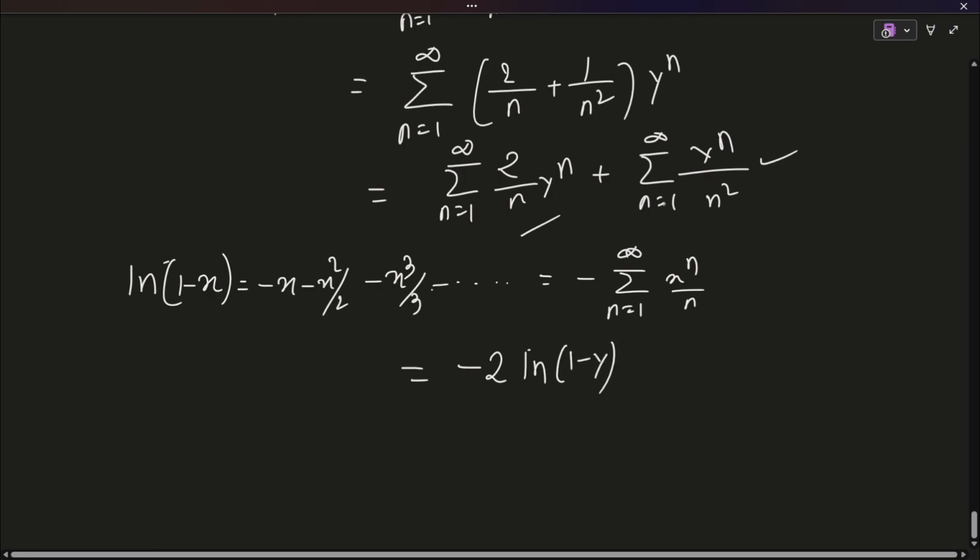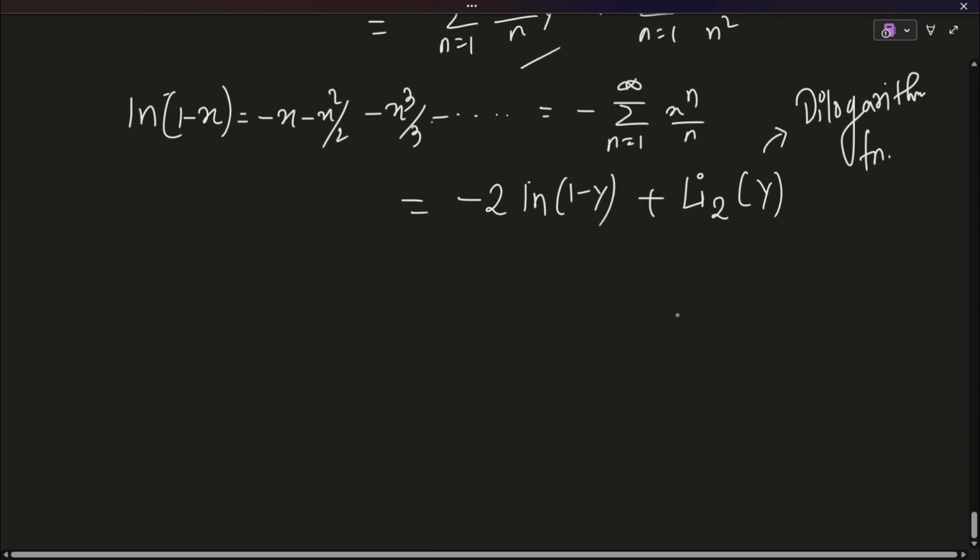This next term, this is the sum, n equals 1 to infinity, of yⁿ/n². We are going to write it in a special way. Let's write it Li₂(y). This is called a dilogarithm function. So what is a dilogarithm function? Li₂(x) is defined as the integral, minus 0 to x, of ln(1 − x)/x dx. So simply, the definition of dilogarithm is this integral.